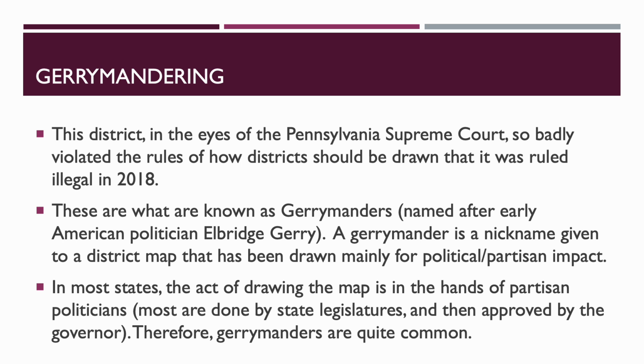Since in most states, partisans are in charge of drawing these maps, most are done by state legislatures, then approved by the governor. Like I said, a small handful are done by independent commissions, but very few. Since partisan politicians are the ones drawing the maps, state legislatures, a governor, gerrymanders are quite common. So, for example, and by the way, it transcends party. The two examples I gave, because they're the two visually most egregious, were Republican.